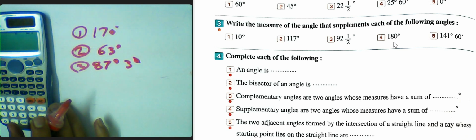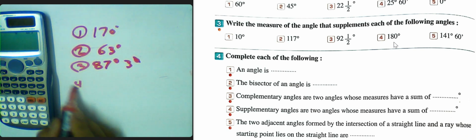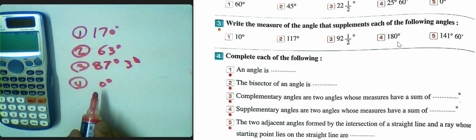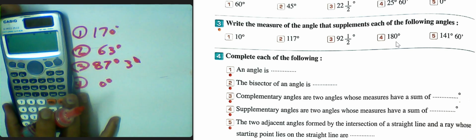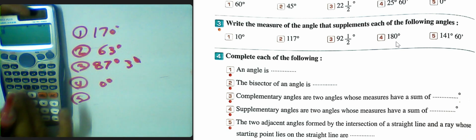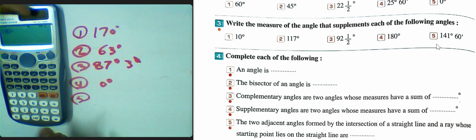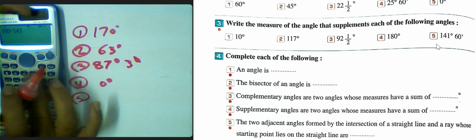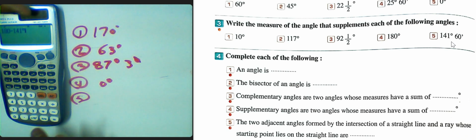Next question, the result will be 0 degrees, the supplement of 180. And here, question number 5, write 180 subtract 141 degrees, 60 minutes. The result will be 38 degrees.